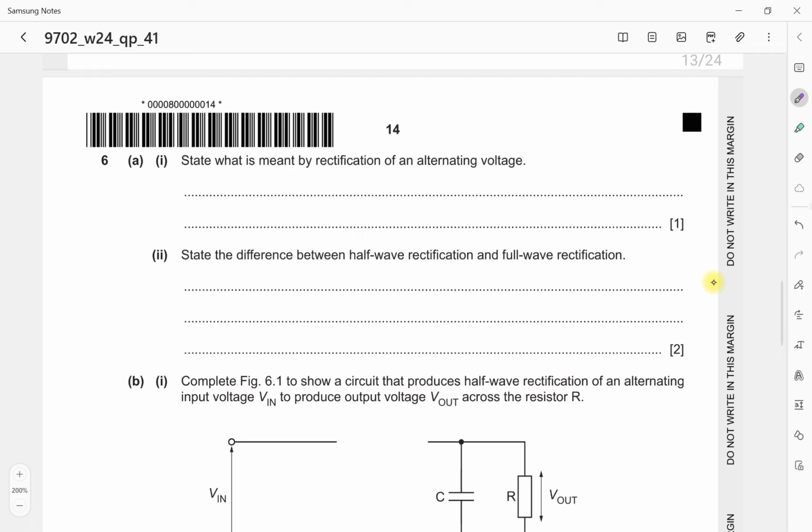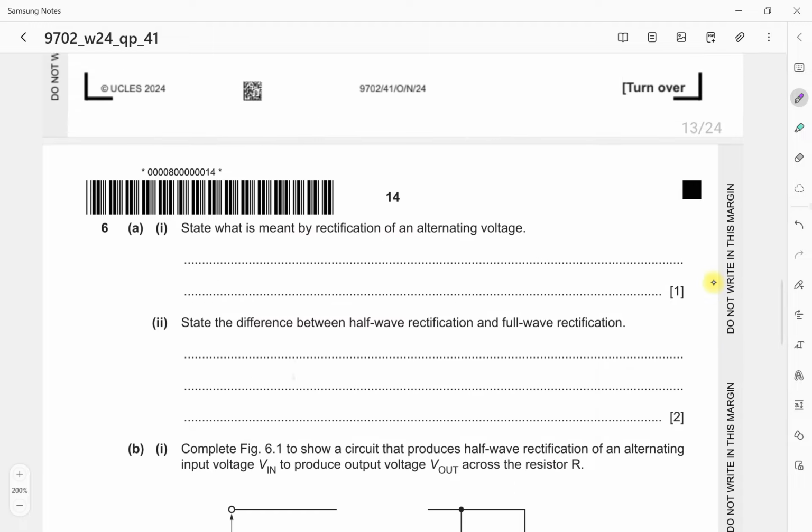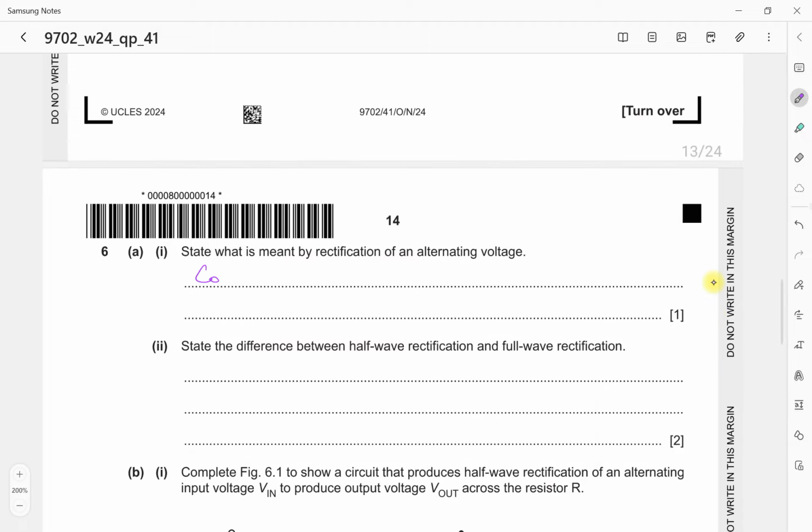State what is meant by rectification. Of course, rectification is converting alternating current, alternating voltage into direct voltage. Converting alternating voltage to direct voltage, or converting AC to DC.